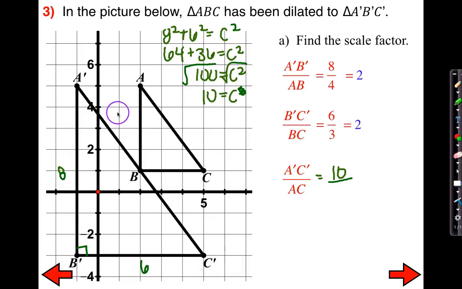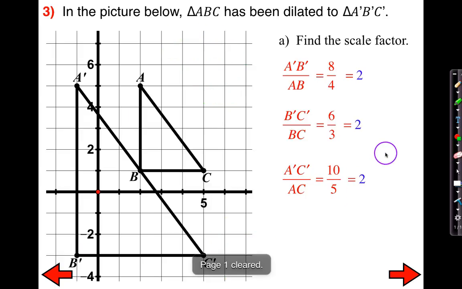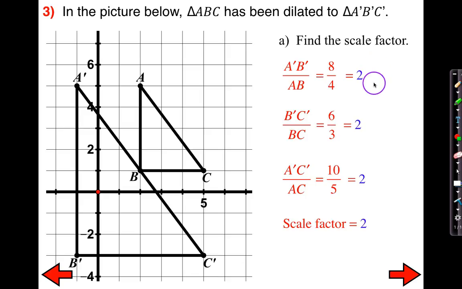Now I'm going to have to repeat the process for the length of AC. AB was 4 and BC is 3. So I'm going to put 4 squared plus 3 squared equals C squared. 16 plus 9 equals C squared. 25 equals C squared. Take the square root of both sides and we're left with 5 equals C. So 10 divided by 5 also reduces to 2. So you're going to see here that the scale factor must be 2. Another way to write it, once again, is by using r. So we can say r equals 2. So hopefully you got that one right.